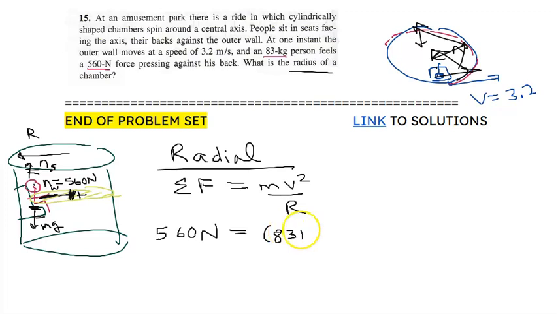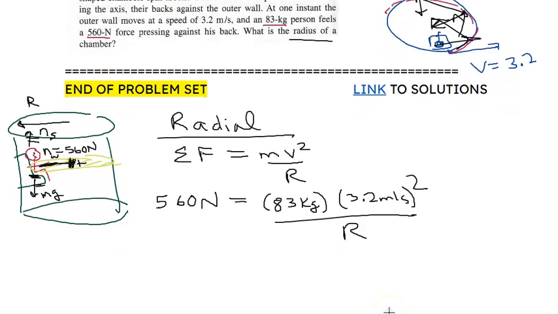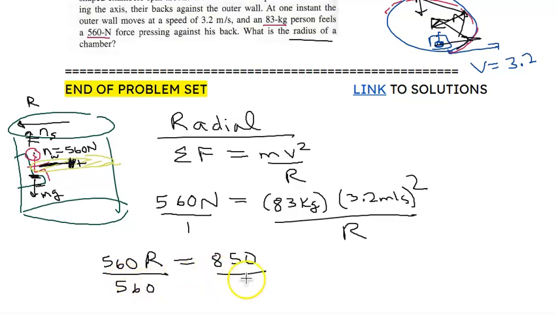The mass is 83 kilograms. The speed is 3.2 meters per second, and we are looking for the radius. I'm going to pause because I did this a different way. I cross multiplied: 560R equals, this works out to 850, and then divide both sides by 560, and you get the radius equals 1.52 meters.